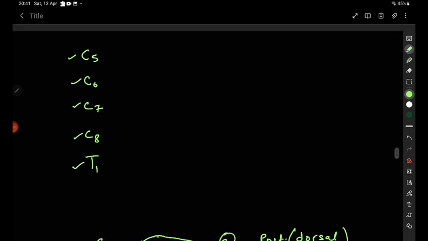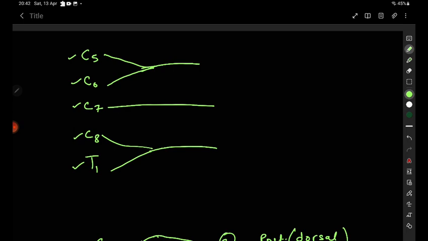Now the C5 and C6 will combine to form one trunk. The C7 will form one trunk, and the C8 and T1 will combine to form one trunk. So this is C5 root, C6 root, C7 root, C8 root and T1 root. Now these C5 and C6 roots combine to form the upper trunk. The C7 alone forms the middle trunk, and the C8 and T1 combine to form the lower trunk.